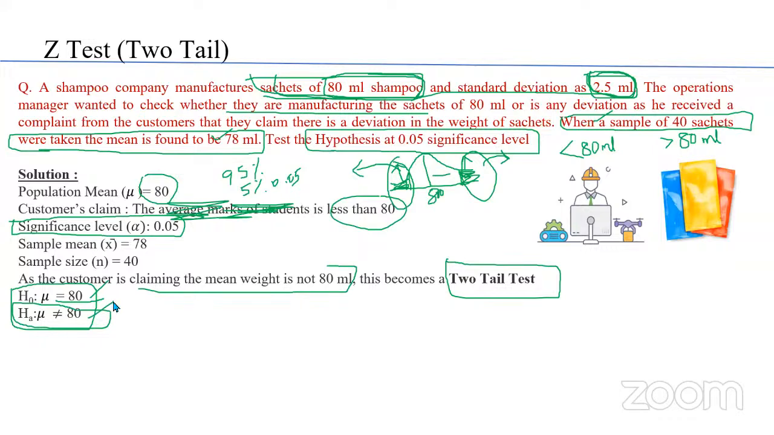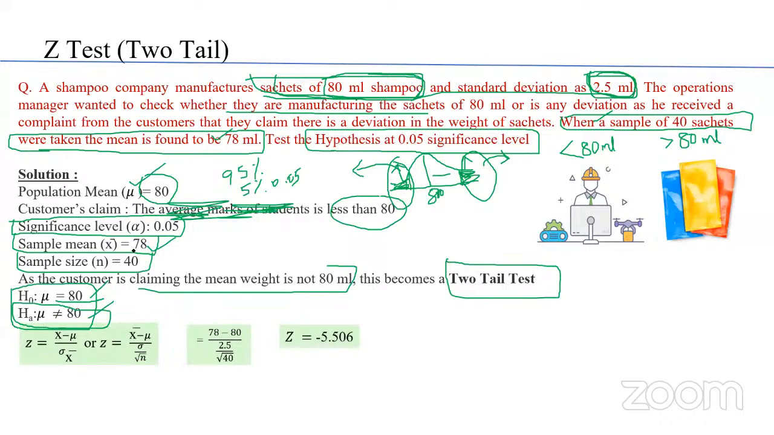Understood. Fine. And the sample mean, this is what we initially assume as 80, and the population mean. And the sample mean is what we have calculated with the 40 samples, and it is found to be 78. The sample size is 40, which is clearly given in the problem. The other confirmation here is whether the sample size is greater than 30 or less than 30. Greater than 30, 40, so then we have to use a Z-test.